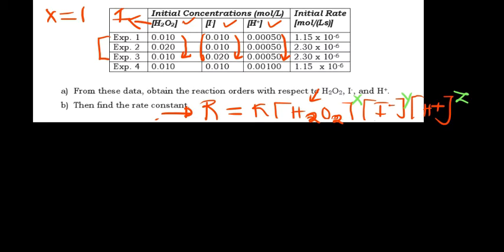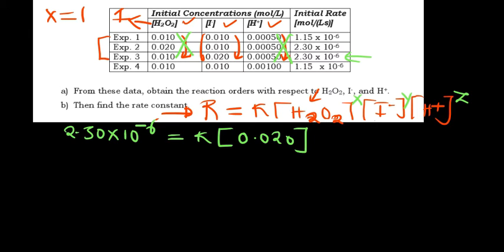Experiment 3, the rate is 2.30 times 10 to the power negative 6 equal to K. Now at this point, as a student, you have to be sharp. At this point, you already know that the cases where they are the same, they are automatically going to divide. So this part will come and divide, so that part will come and divide. So we'll just leave out the part which will change. That is for the iodide, that would be 0.020. Now iodide, be careful, is raised to the power Y.